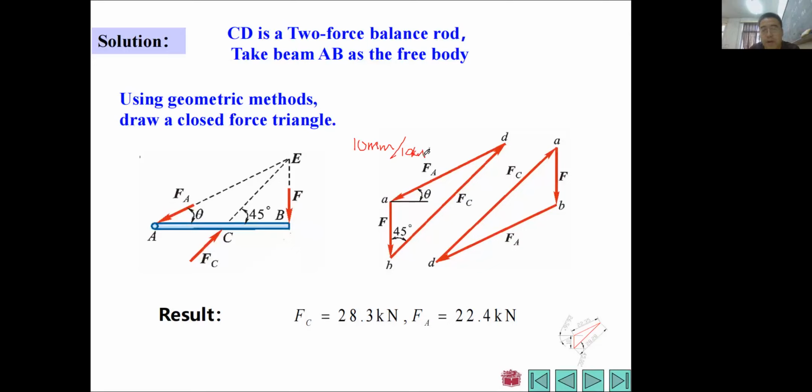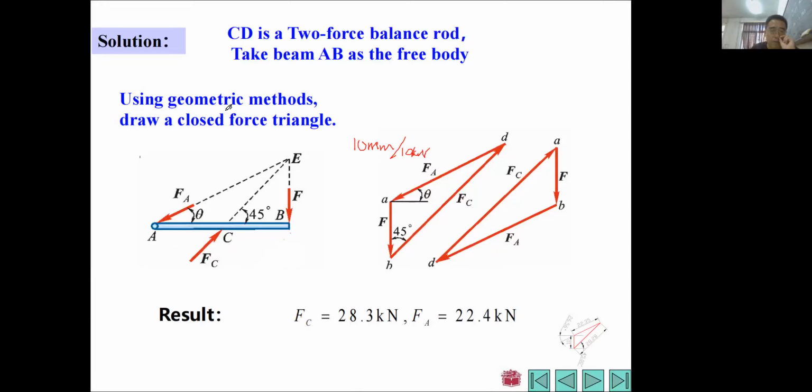10 millimeters to denote like 10 kilonewtons. It's very hard to use my mouse to write something on the screen. So when you finish your so-called force polygon, if you try to figure out what's the magnitude of FA, you just need to have its length of FA. Maybe its length is 22.4 millimeters, times your ratio here, you will find actually its real magnitude is 22.4 kilonewtons, right? That tells us how to use the geometric method.